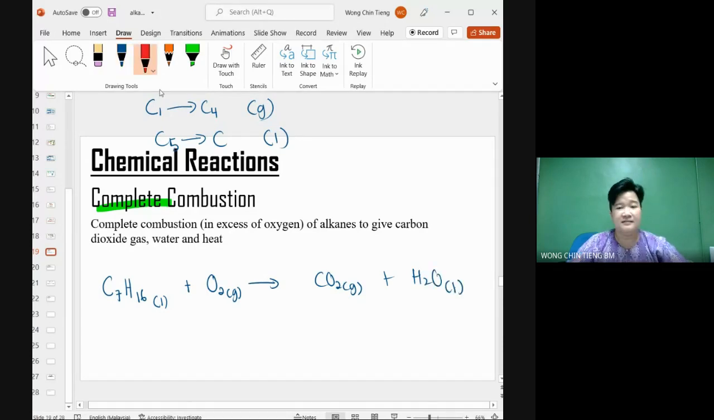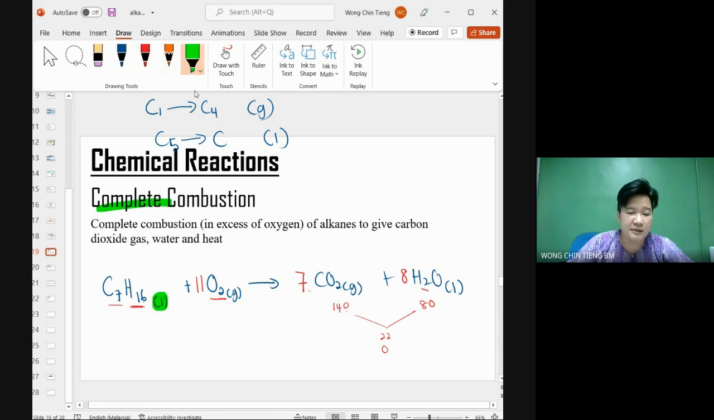And how do we balance it? C7, so 7 CO2. H16, H2, so 8 darab 2, 16. Nampak? Kat sini 7 darab 2, 14 oksigen. 8 darab 1, 8 oksigen. So 8 tambah 14, saya ada 22 oksigen. So 22 oksigen means how many oxygen gas I need over here? 11. Simple.